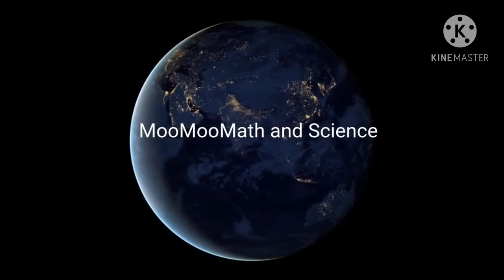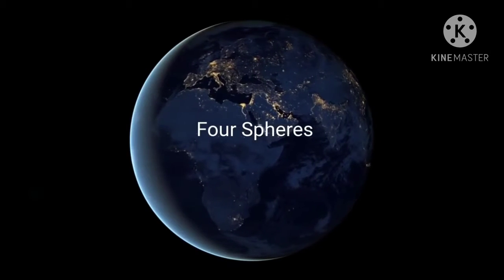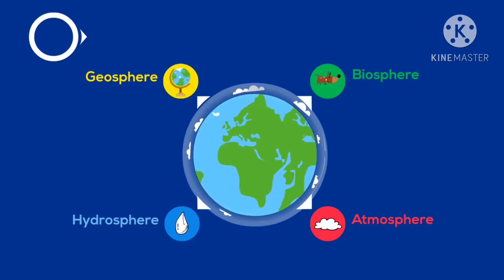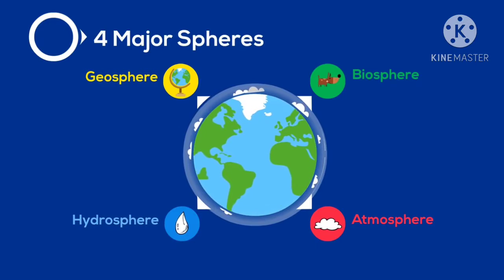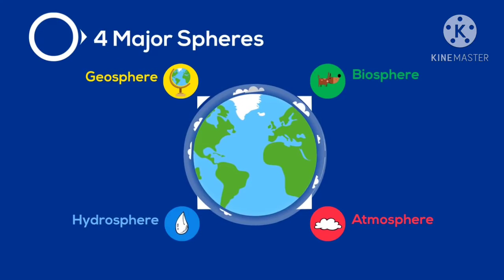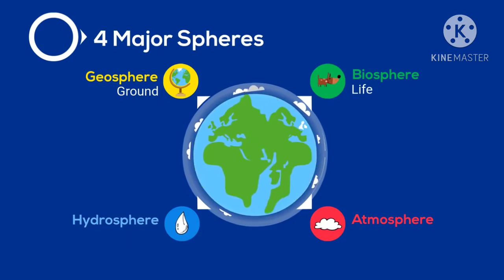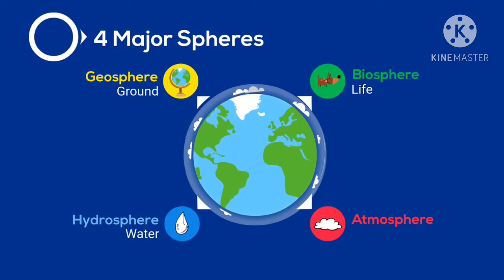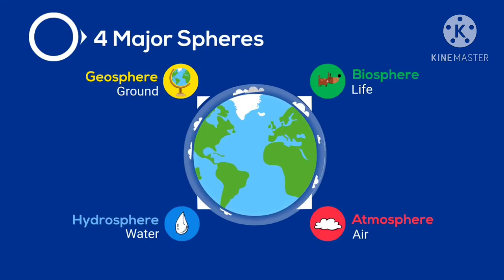Welcome to Moo Moo Math and Science. In this video, I'd like to talk about the four spheres of the Earth. The Earth can be divided into four major spheres. The names of each of these spheres come from the Greek words that describe what they're made of. Geo for ground, bio for life, hydro for water, and atmo for air. Let's take a look at each of these four spheres in a little bit more detail.